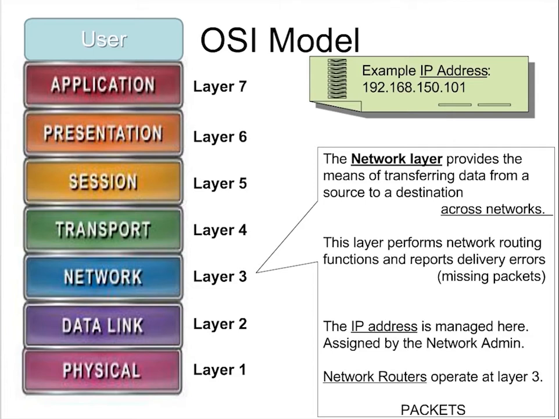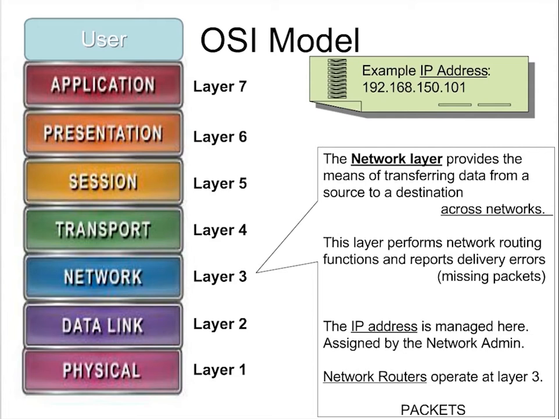192.168.150.101. That's just an example of an IP address. And every device on a network ultimately has to have one of those. An IP address is managed here at layer 3. You'll need to know that IP addresses are assigned by the network administrator. They're temporary. An IP address is not something that's fixed to a computer system or to a network end device forever. So it can be assigned, it can be reassigned, and it's assigned ultimately by someone in charge of that network.